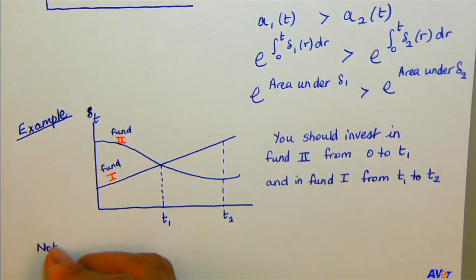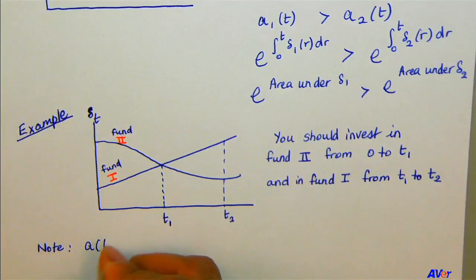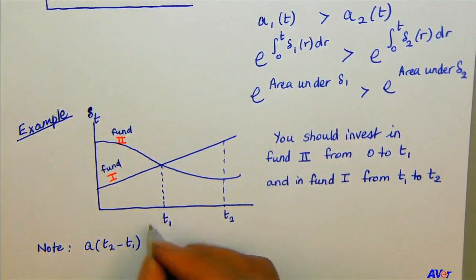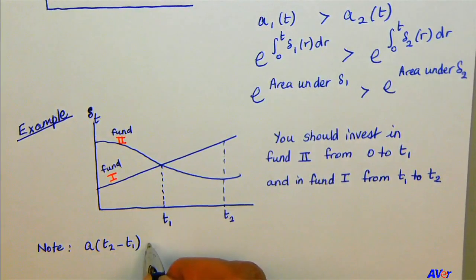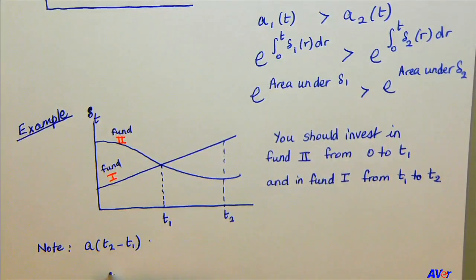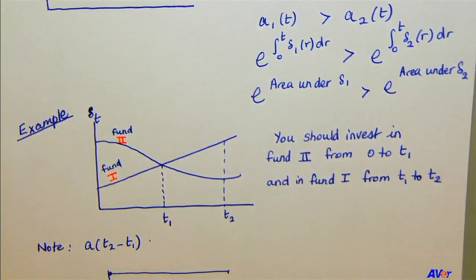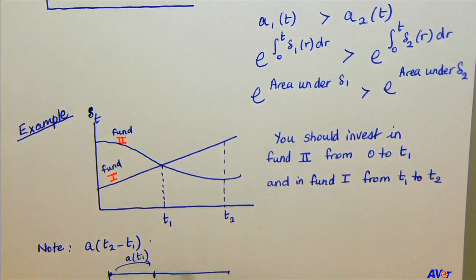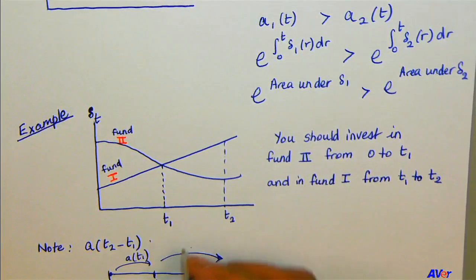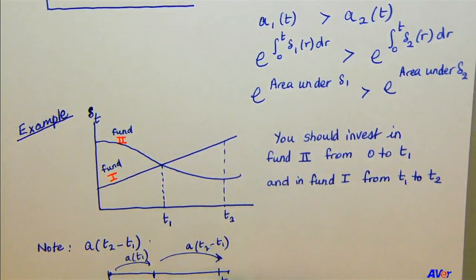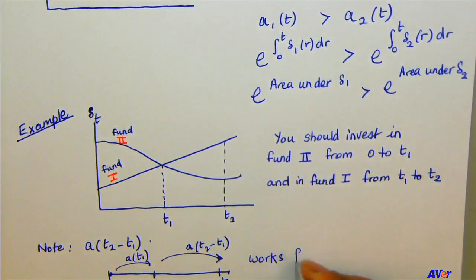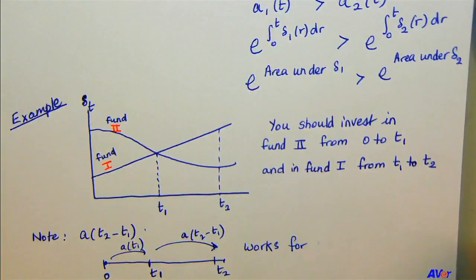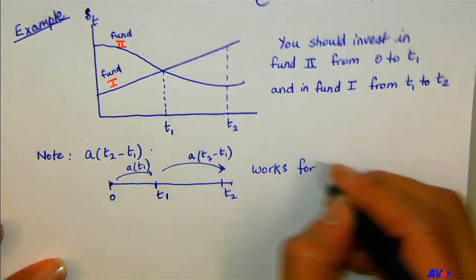Note that A of T2 minus T1, the accumulation function that does this, 0, T1, A of T1, and then A of T2 minus T1, works for compound interest only.